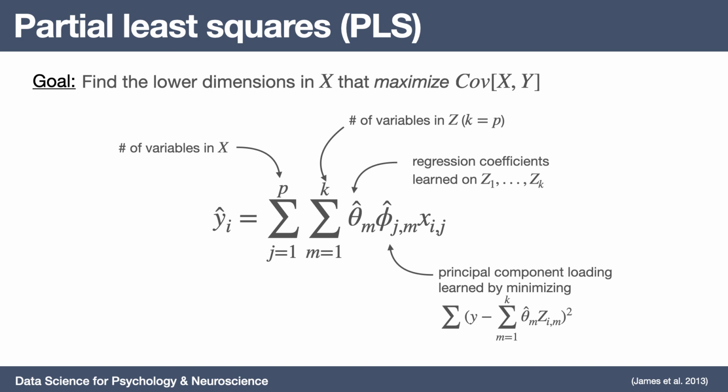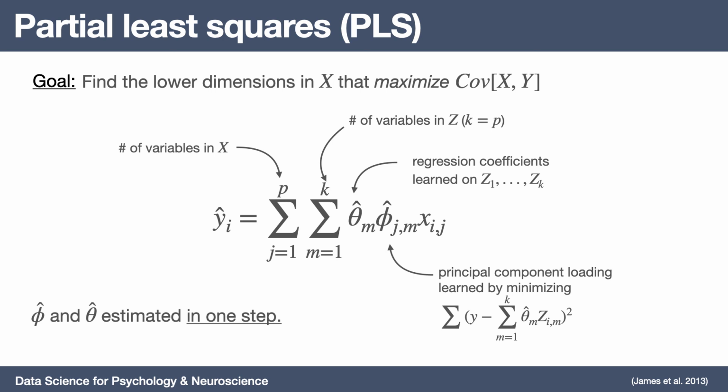Essentially what you're doing is you're introducing now a constraint on how you learn phi so that it maximizes the likelihood of your data. It minimizes the residual squared error between Y and your low dimensional space. In this case, your principal components and your regression coefficients are all learned in one fell swoop.